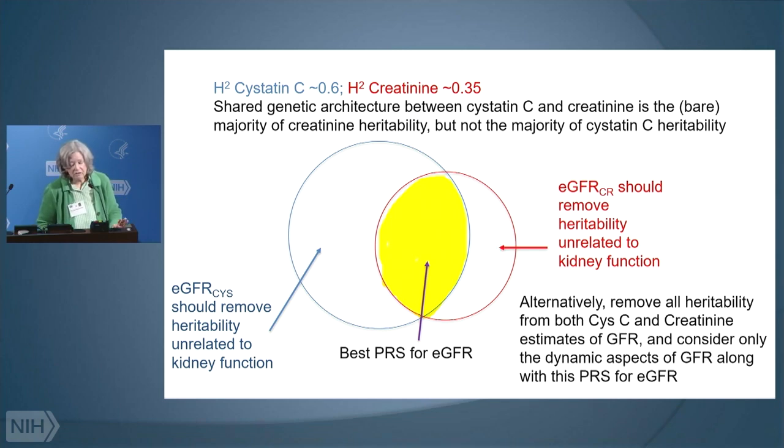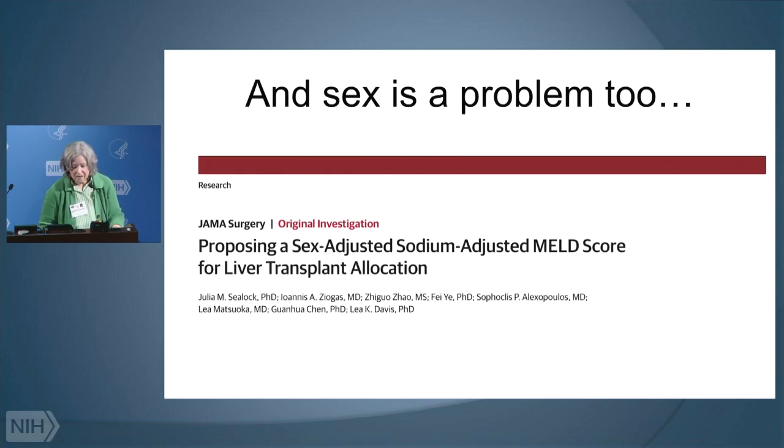And so, you would just remove all the heritability and use the genetics as genetics. Or you could do these other kinds of regressions that focus in on just the dynamic part that matters. I'm going to stop talking about this now so we can have questions.